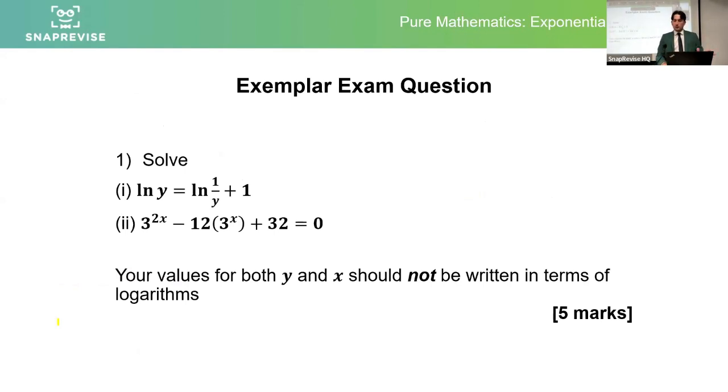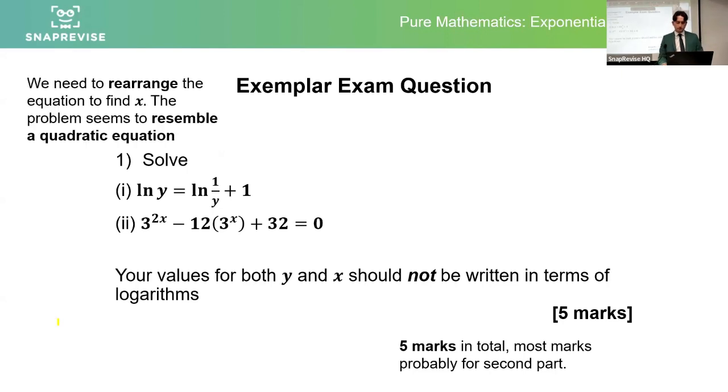Again, so these are a little bit bigger, a little bit trickier to deal with. I'm going to give you some thinking time again. But it does say your values of both y and x should not be written in terms of logarithms. So it's 5 marks. Most of the marks are probably for the second part. We need to rearrange the equation, basically to find x, and it should hopefully resemble a quadratic. Those of you that have done a lot of practice will recognize this as the kind of quadratics in disguise question.